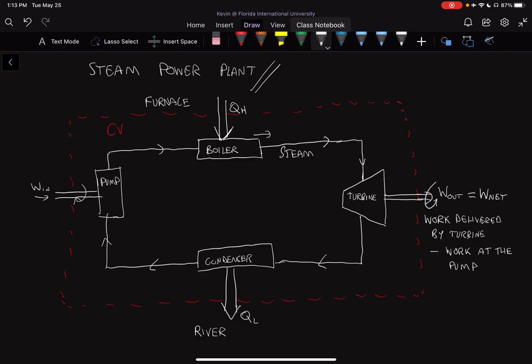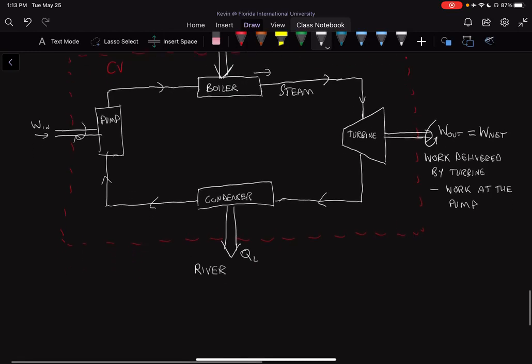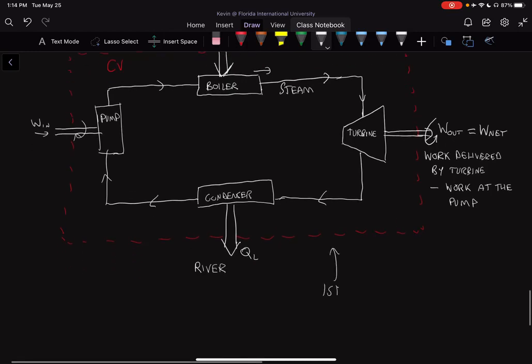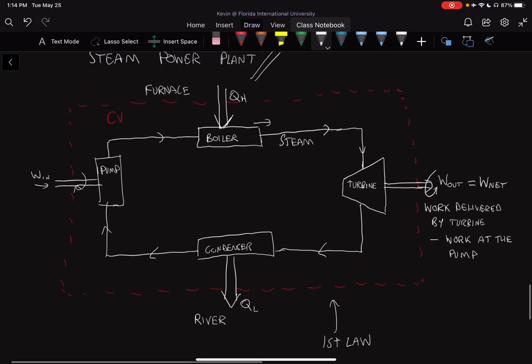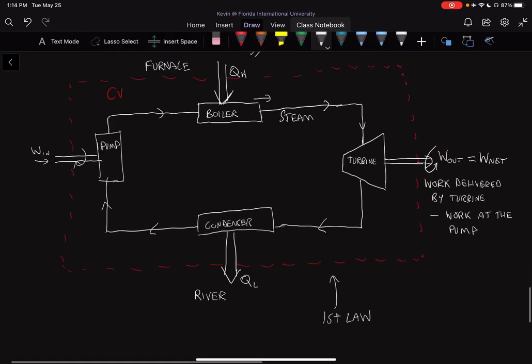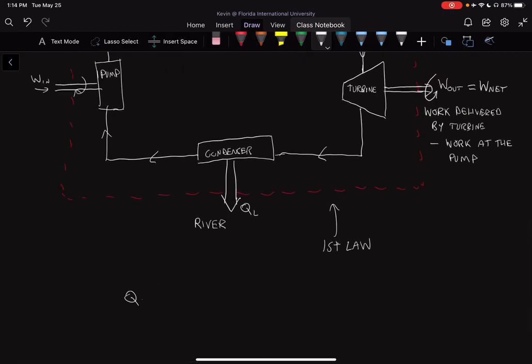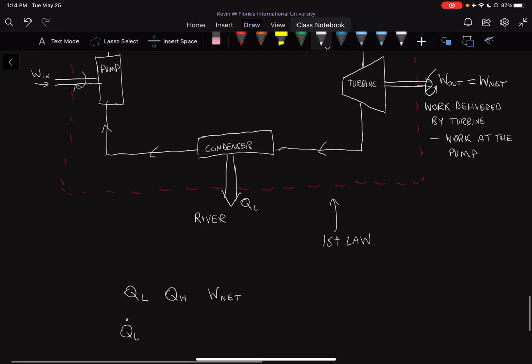Now, in our heat engine, we can apply the first law. So we can apply the first law to the system. And that means that we can use two different ways of analyzing our terms. So we have, in our diagram, we showed that we have QL, we have QH, and we have W net. Okay, those are three terms that are crossing the boundary. We can also call these terms Q dot L, Q dot H, and work dot net. Okay, depending on what is given to us, we can use either or.